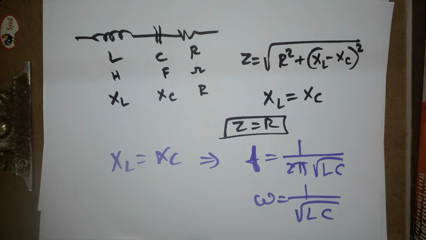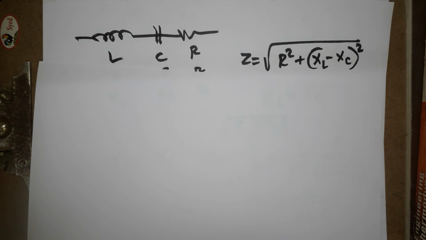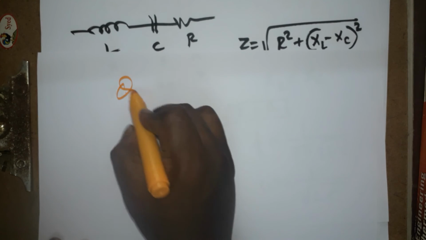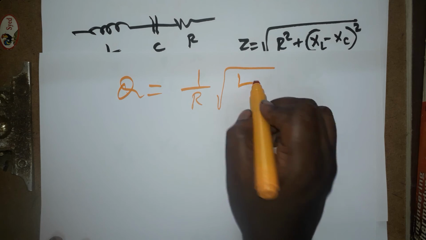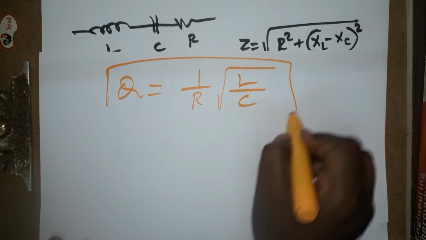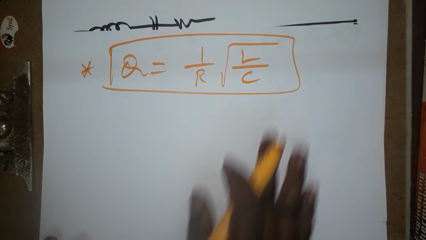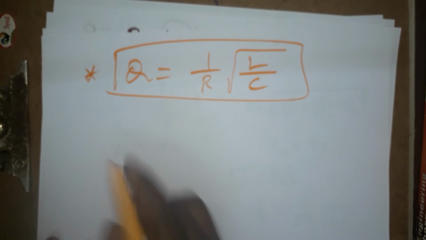Okay. Next, what is Q factor? From the AC circuit, what is Q factor? Q factor decides how we can analyze the quality of the sound. It is actually explained with the radio. Q is equal to 1 divided by R into root of L by C. It is called the Q factor formula. It represents the quality of the sound.